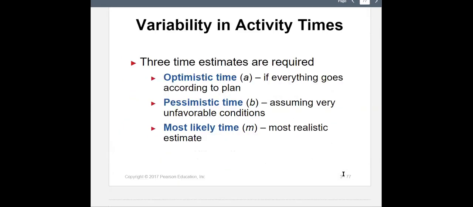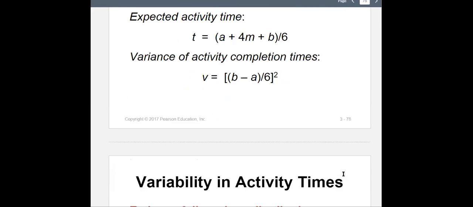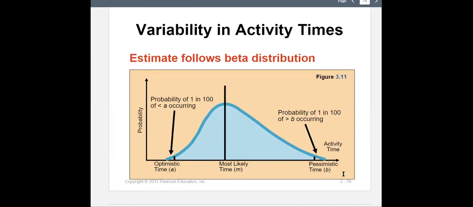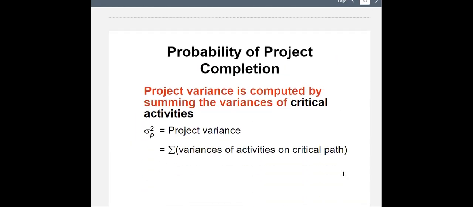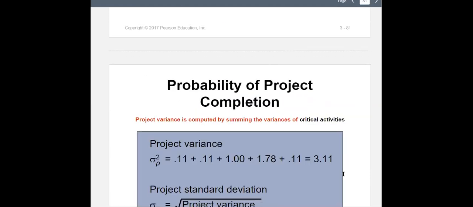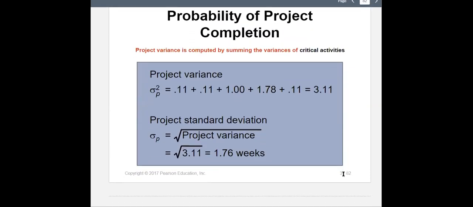We just add those variances because that's your longest path. So that would create a higher variance. All right. So that's correct. The variance of A is 0.11. The variance of C is 0.11. The variance of E is 1. G 1.78. H 1.11. The sum of these critical activities' variances is 3.11. So 3.11, what is it? It's variance.